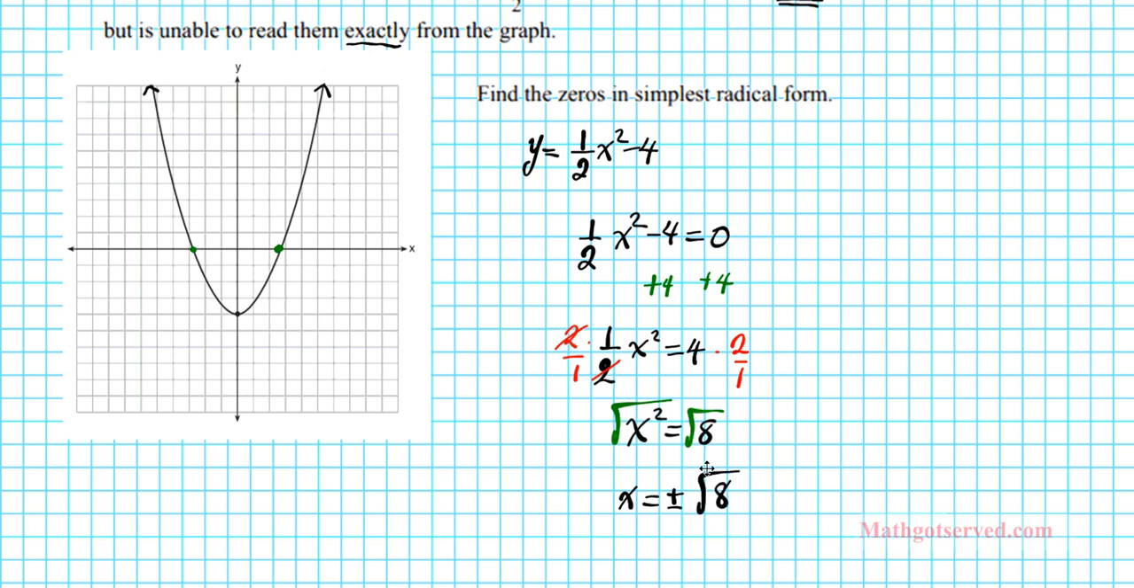So the question now is, are we done? Remember, we are asked to find the zeros in the simplest radical form. So in order to answer the question if we're done or not, we have to answer the question about this result. Is it in its simplest form? In order to simplify this or ensure if it's in its simplest form, we have to break it down into its prime factors and ensure that we don't have any repetition of factors for 8.